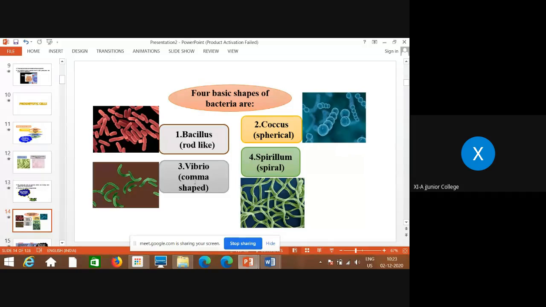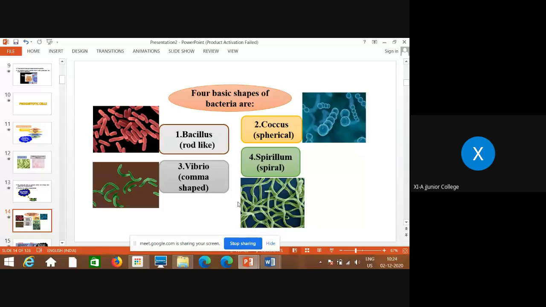Now the third category you can identify by shape is comma shaped. You can see these having a comma shaped structure, so they are known as vibrio. So comma shaped bacteria are known as vibrio. And when the bacteria show a spiral structure, they are known as spirillum. When they are in spiral form, they are called spirilla, which is the plural, and spirillum is the singular. So spiral shaped bacteria are called spirilla.